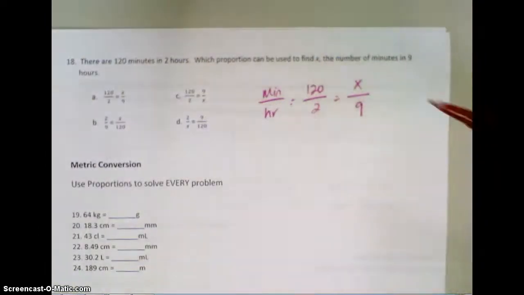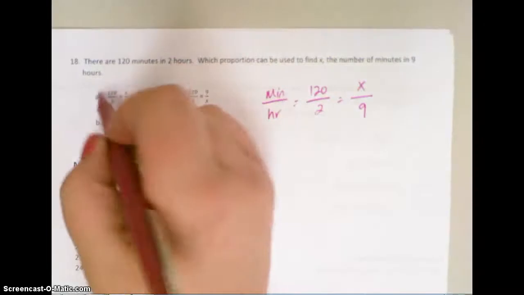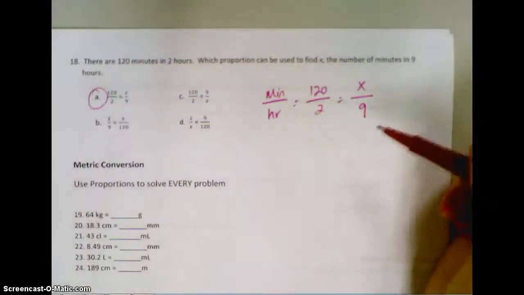So we're going to look for this proportion first, and then if we don't find it, we can remember to turn our page to figure out which one it belongs to. So the nice thing about this problem is on A, that is exactly the proportion that we wrote. So that's our answer.